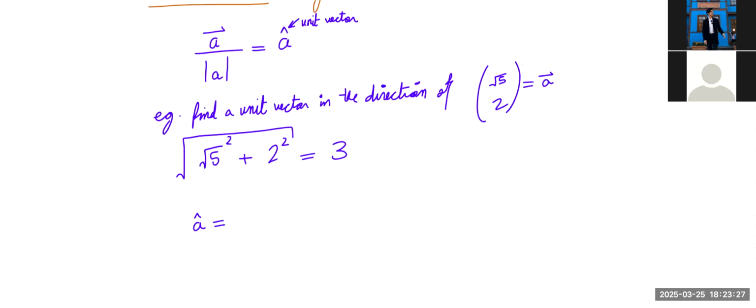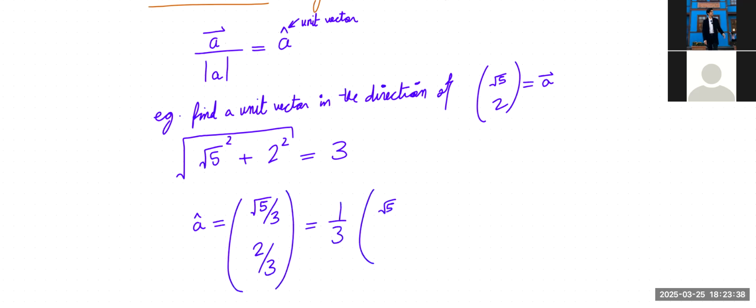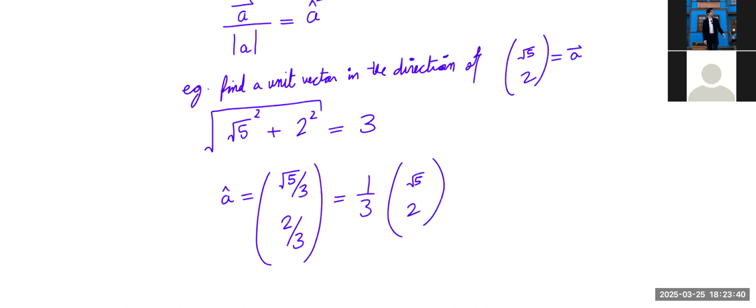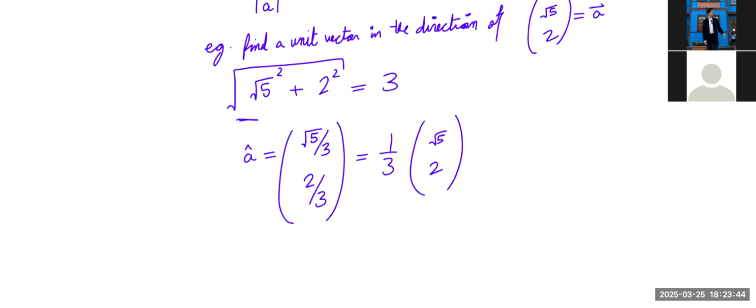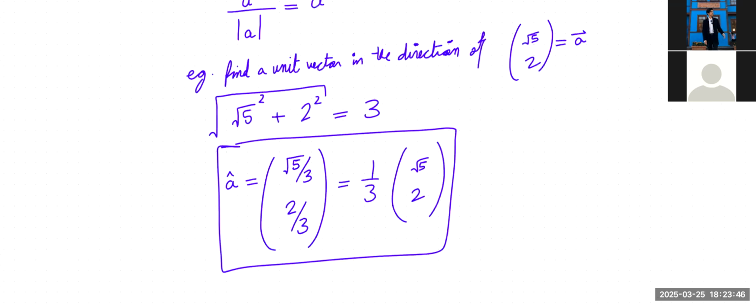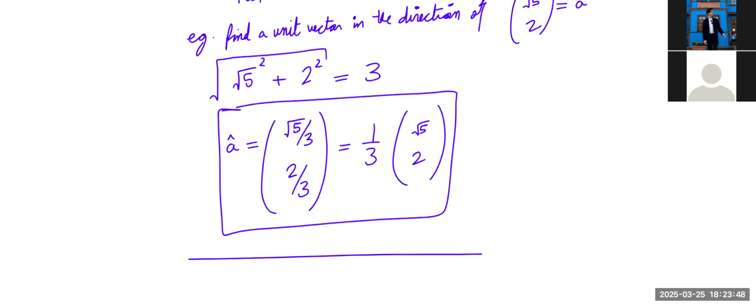Both of those numbers divided by 3. Exactly. Root 5 over 3, 2 over 3. You can also write it like this, by the way. Just keep the 1 over 3 outside because it means the same thing. So just remember this. It means the exact same thing. So this is the unit vector in the direction of (root 5, 2). That's it. Because the original guy had a magnitude of 3, but we wanted it to be 1, so we divided the vector by 3 to make the magnitude 1.